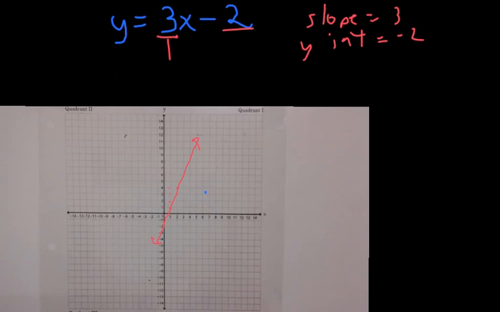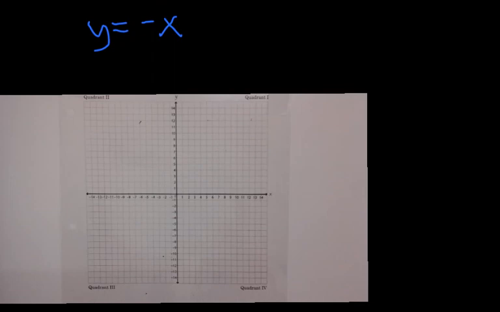Let's take a look at some other examples. Y equals the opposite of x. And this is kind of a cool one because the slope is actually going to be, you don't see a number there. So can you figure out what it is? It's the opposite of x. It would actually be negative 1.